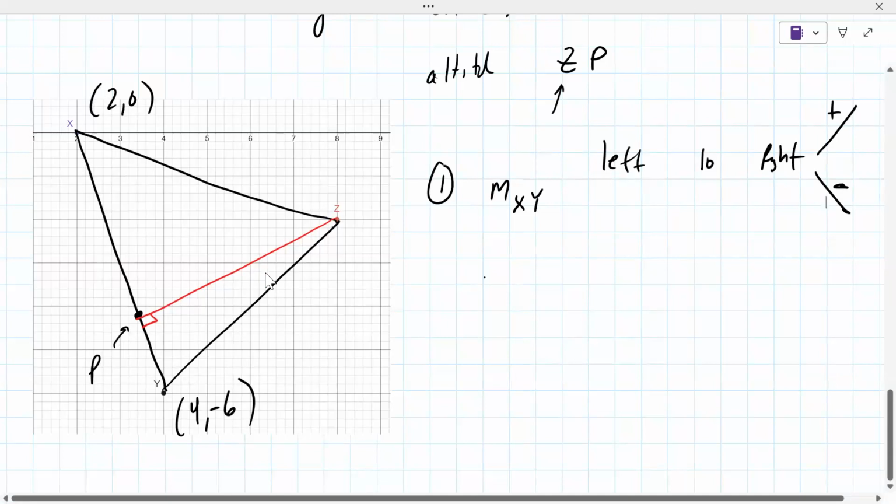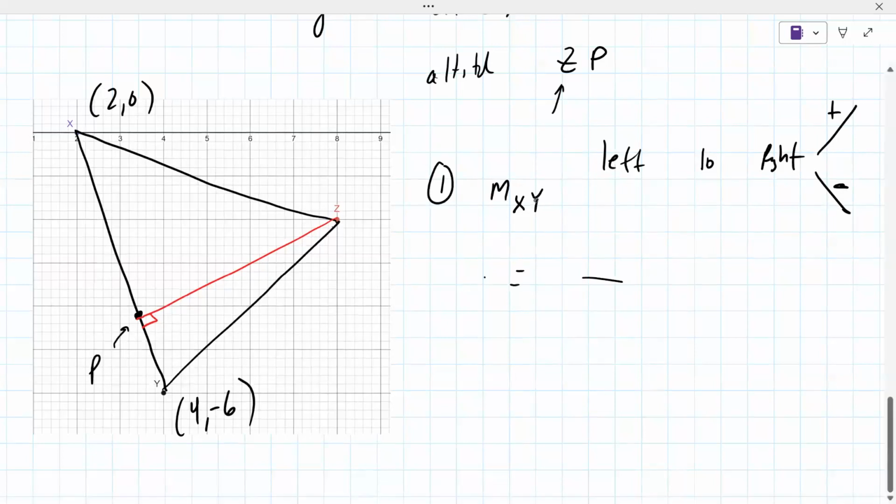Is it -6/2 or -3/1? Okay, so let's take a, that sounds pretty good. So it'd be like -6 - 0 over 4 - 2, -6/2, which is -3. Okay.